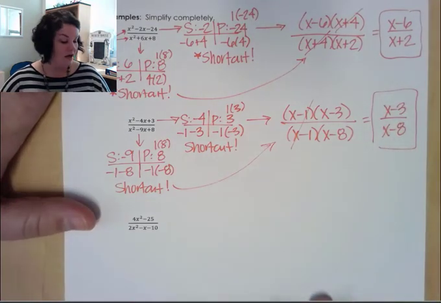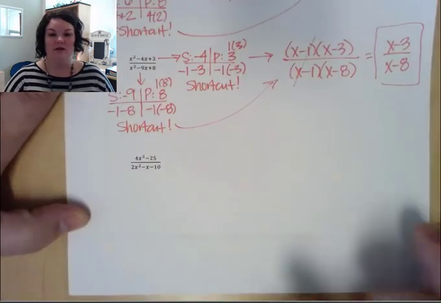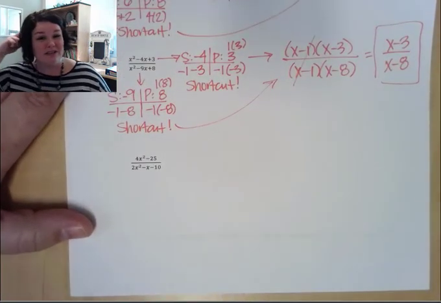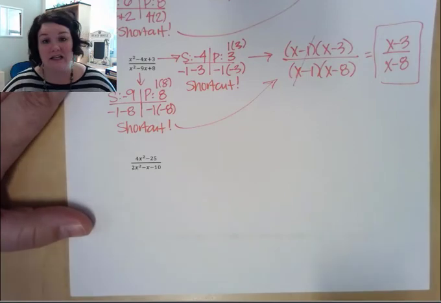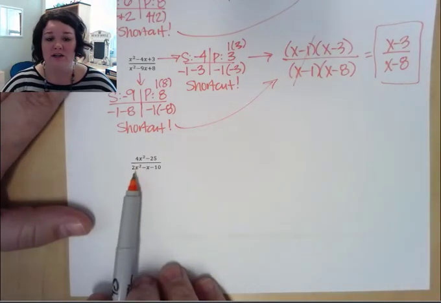Okay. All right, let me show you one more, and then y'all can try some. So this one's a little bit different for two reasons. One, I clearly cannot use the shortcut, right? My leading coefficient is a 4 here, and down here it's a 2.